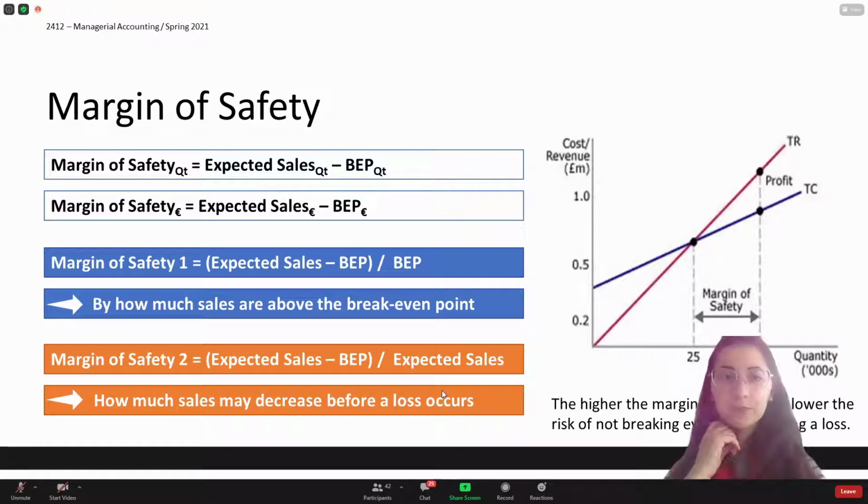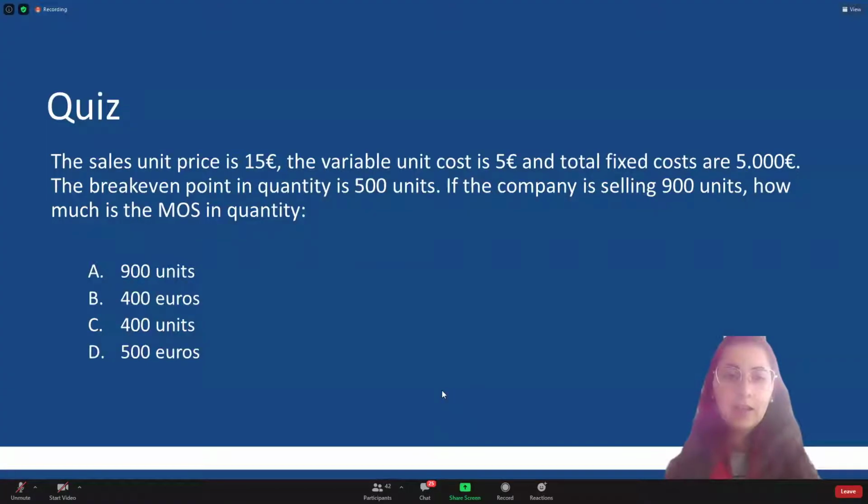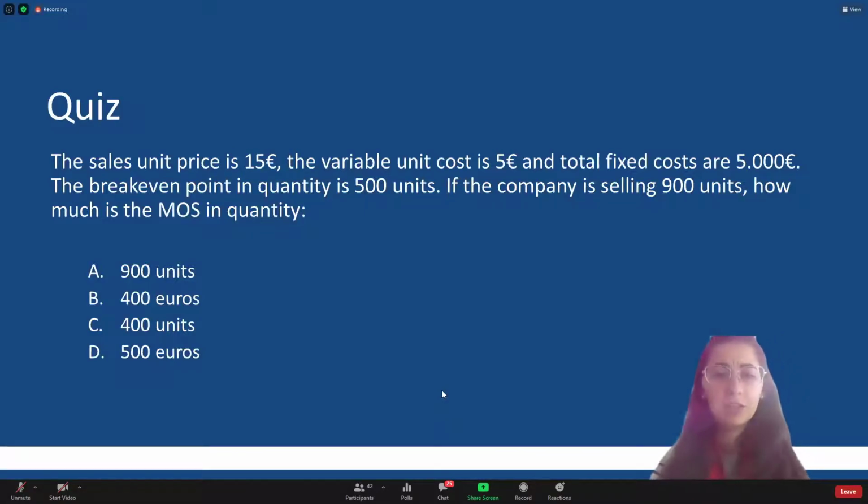Any questions? No? So now we have another quiz, very quick. This is a continuation from the previous quiz we did with the break-even point, but now with the margin of safety. The sales unit price is 15 euros. The variable unit cost is 5 euros and the total fixed cost is 5,000. The break-even point in quantity is 500, which you guessed on the previous quiz. And the company is selling 900 units. So how much is the margin of safety in quantities?